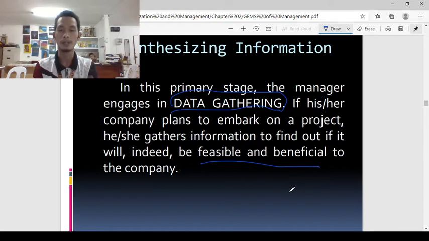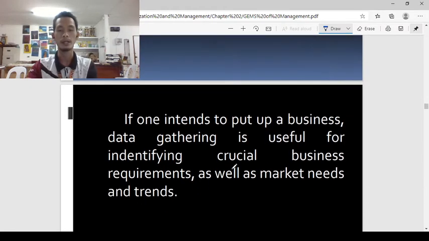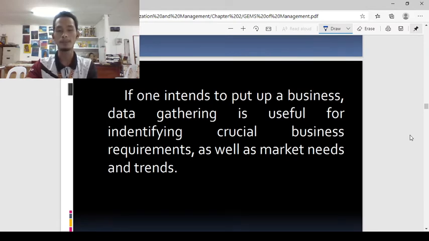So you have to gather data first, di ba? What kind of data are we going to gather? If one intends to put up a business, data gathering is useful. That is why most business corporations today, business enterprises, before they put up a business, they first conduct a research feasibility study or business feasibility study to know whether the business is feasible or not. Di ba? So that is part of the data gathering stage, di ba?